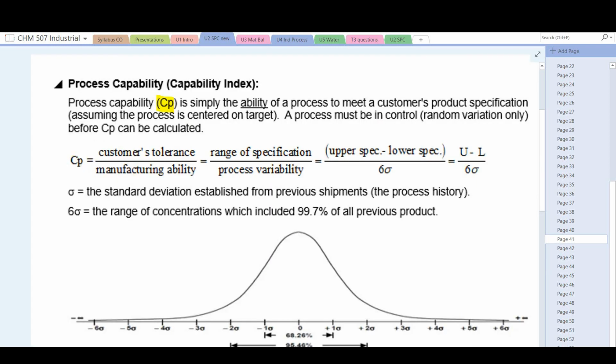How do you calculate Cp? It's the customer's tolerance divided by manufacturing ability. What's the tolerance? Well, the tolerance is the range of specification. It's the upper specification limit minus the lower, U minus L. What's the manufacturing ability? Well, that's the process variability, and that's generally considered to be 6 sigma. So U minus L over 6 sigma. Simple calculation.